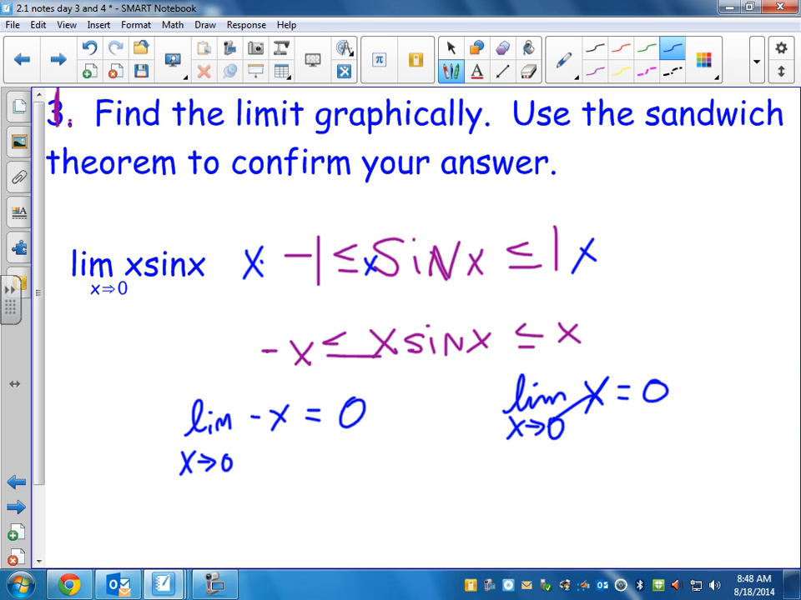Let's say this was divided by x here, right? Then we couldn't plug 0 in the middle, and that's where the sandwich theorem might be useful. It says, use the sandwich theorem to confirm your answer. I want you to use the conclusion of that theorem to write your answer. The theorem says, if this equals a number, and this side equals the same number, then the one that's sandwiched in between has to also equal the same number.